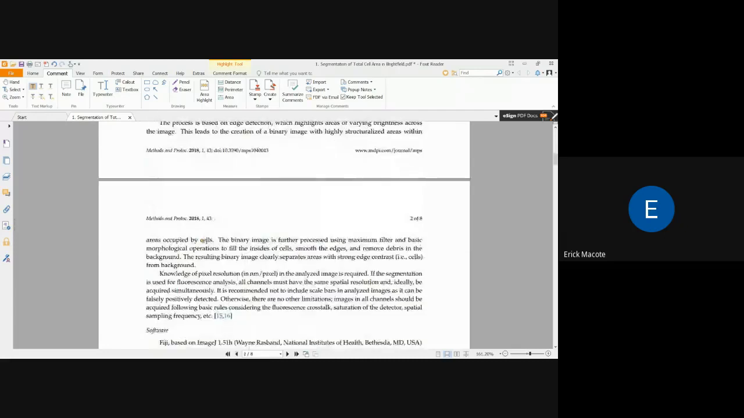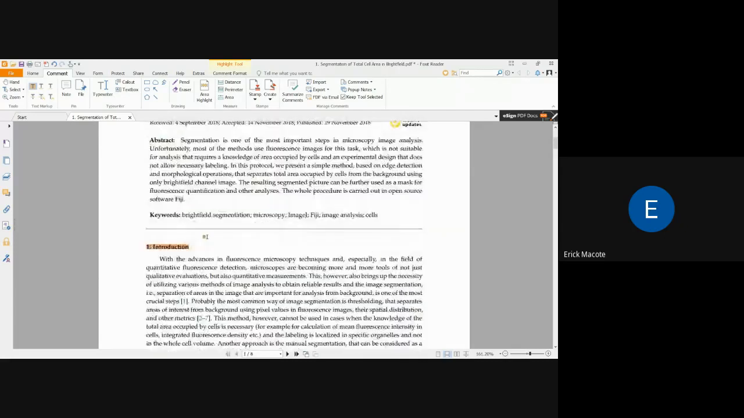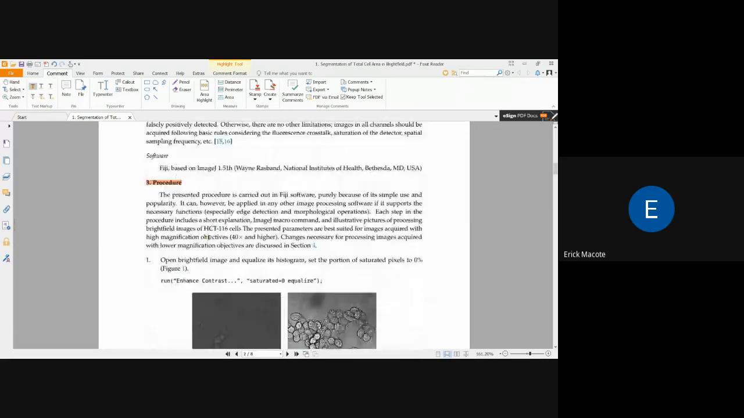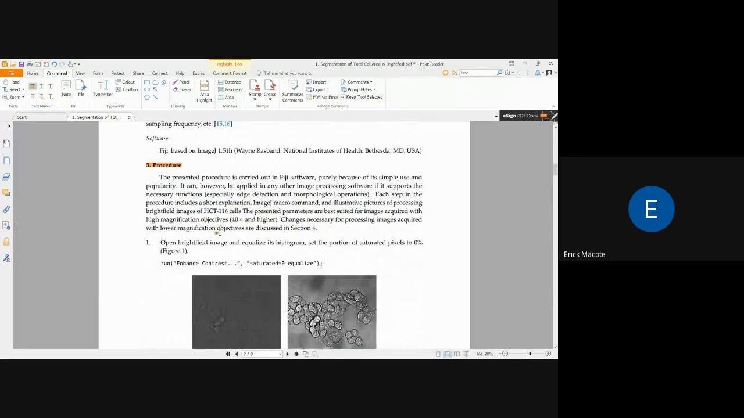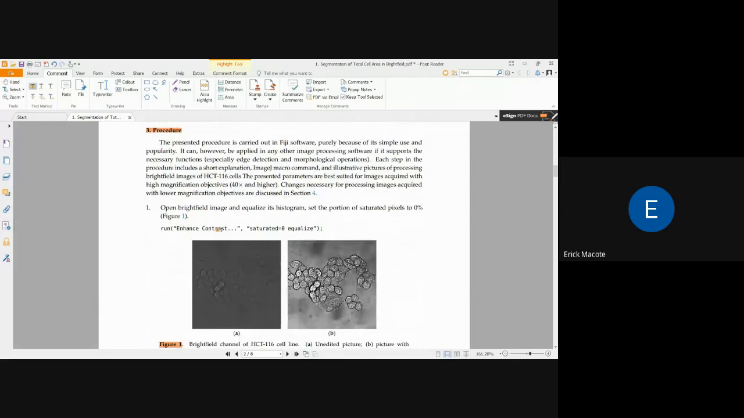Now we're going to talk about the procedure, and we will describe the steps to perform these methods. The procedure was carried out with the feature software, although it can be applied in other image processing software if it includes functions such as edge detection and morphological operations. Let's see each step of the procedure.